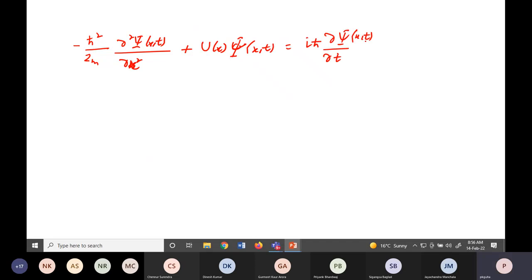So this is the Schrodinger equation. We use separation of variables.